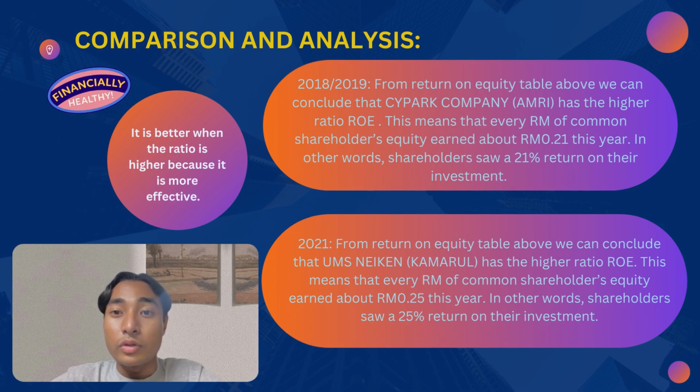Next, for 2021, from the return on equity table above, we can conclude that UMS Nikon has the higher return on equity. This means that every ringgit of common shareholders' equity earned about 25 cents this year. In other words, shareholders saw a 25% return on their investment.